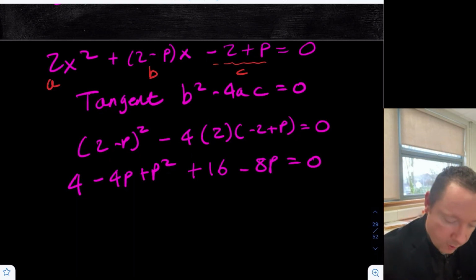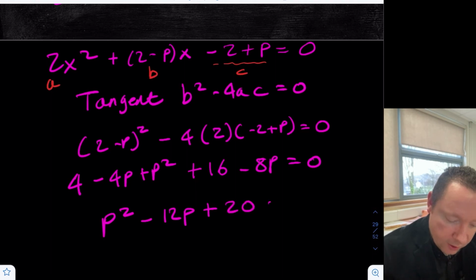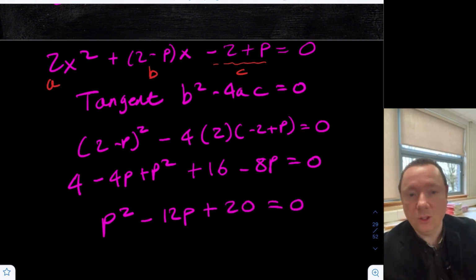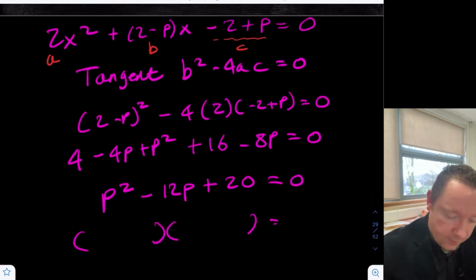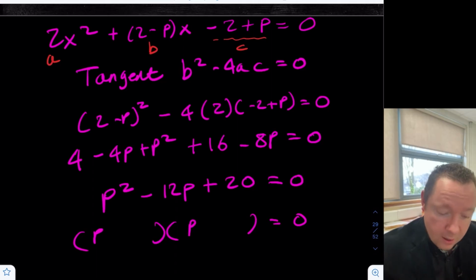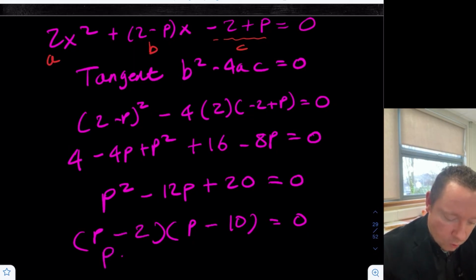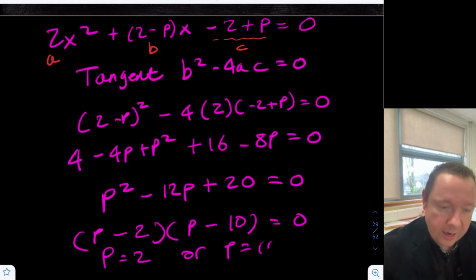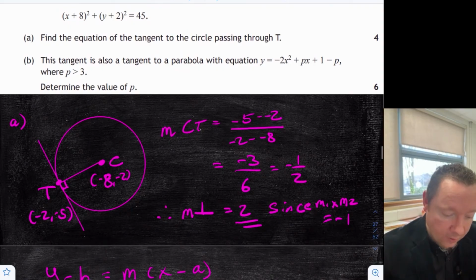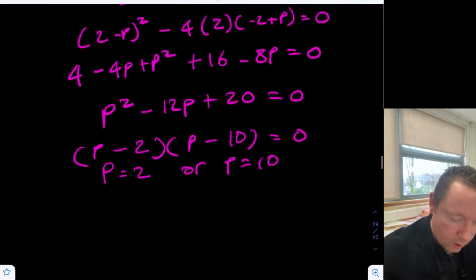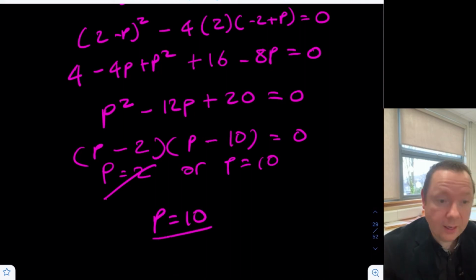Continuing on to solve this then, we've got p squared minus 12p plus 20 equals 0. So another quadratic to solve, but this one should be factorizable, hopefully. Double brackets. We've got p and p. 10 and 2 make 12 when you add them, so it's minus 10 and minus 2. So p equals 2 or p equals 10. But then if we go back to the original question, it says p is greater than 3. So we're disregarding this one. p equals 10 as our final answer.